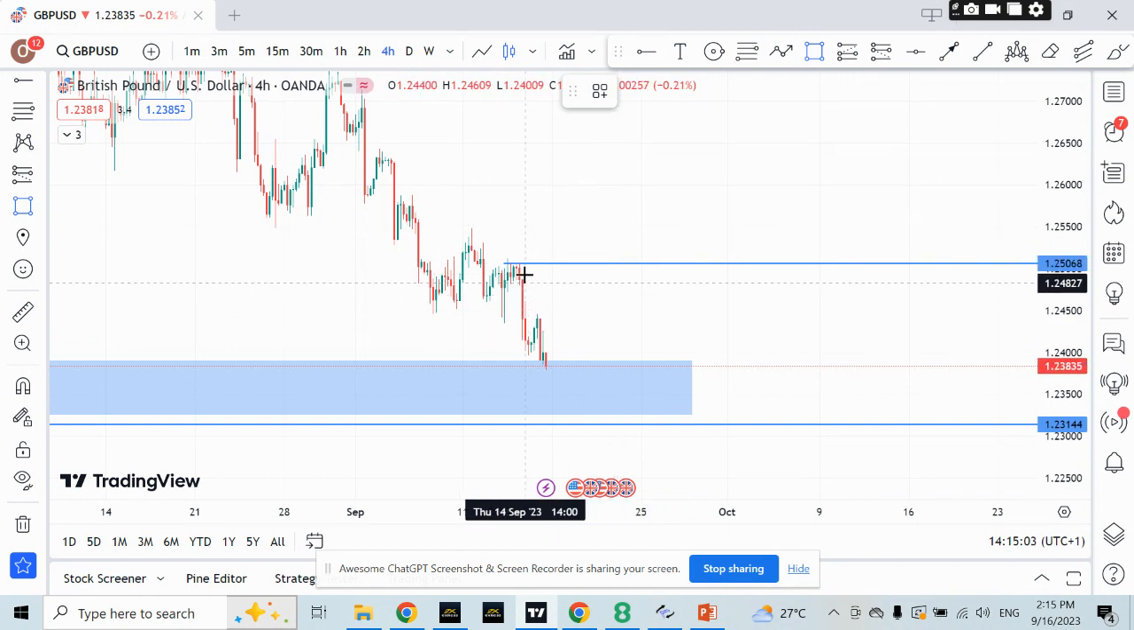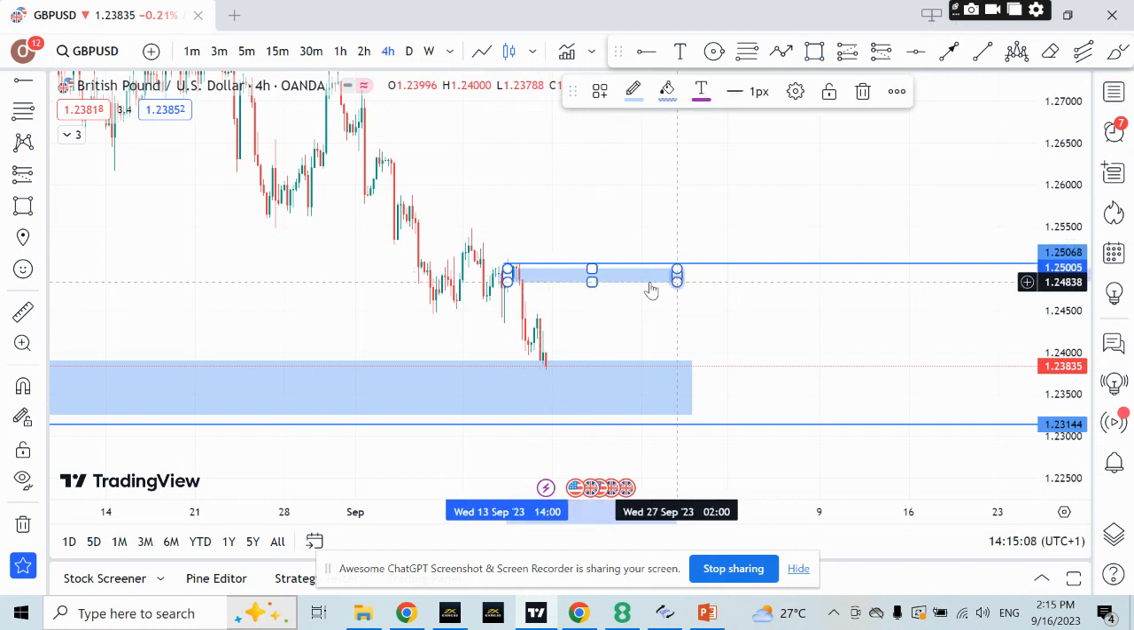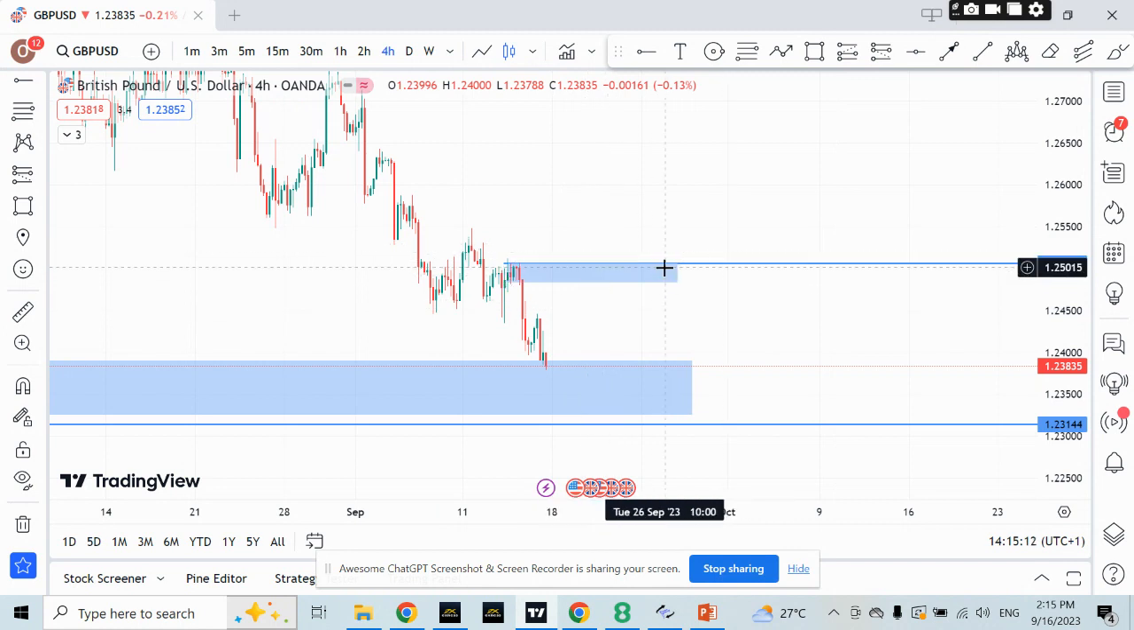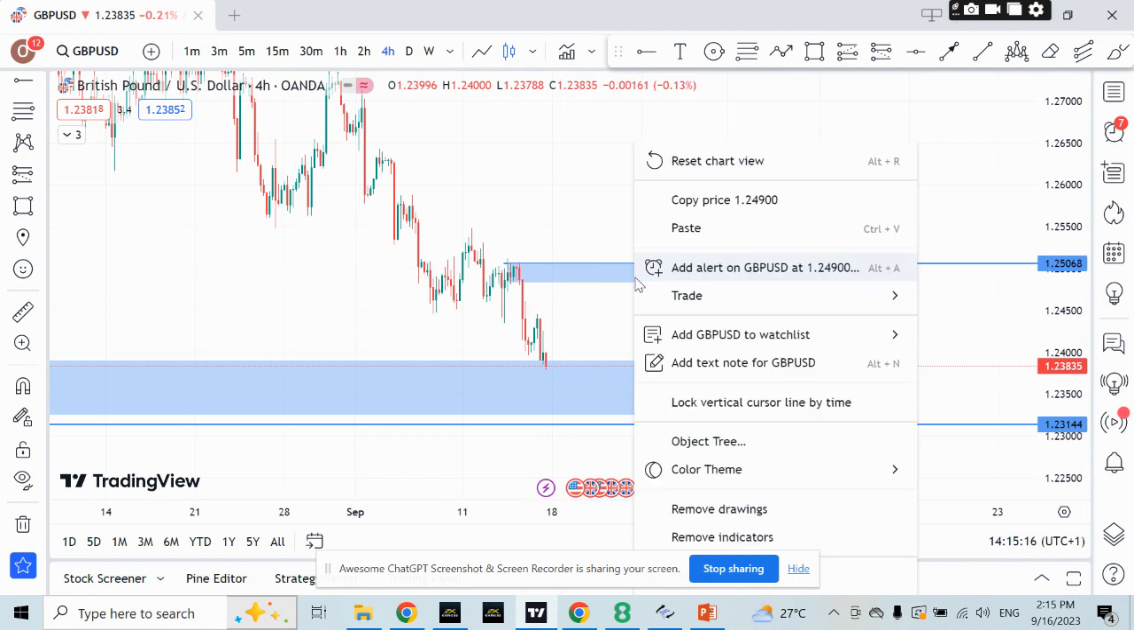So just mark that zone, knowing that this is a 4 hour time frame. This is a higher time frame supply zone. It's a higher time frame supply zone there.